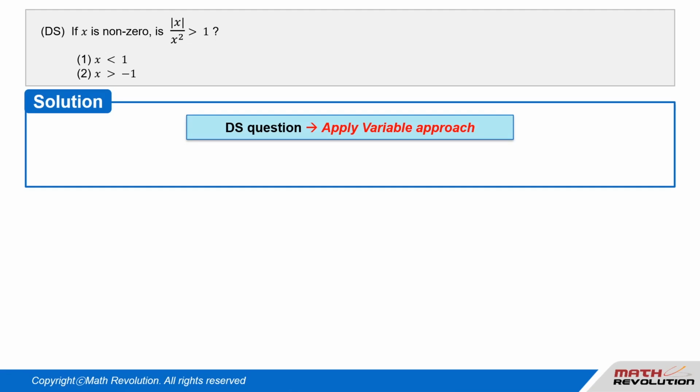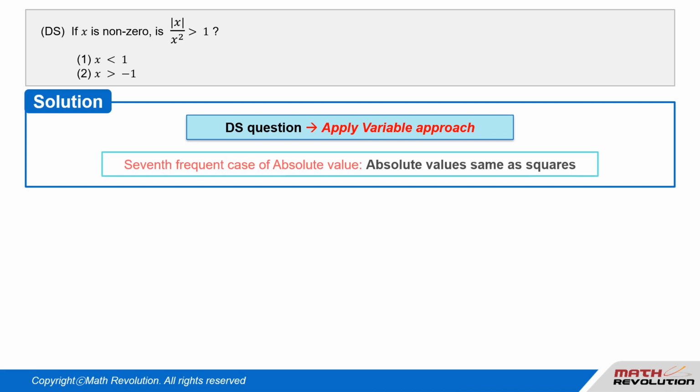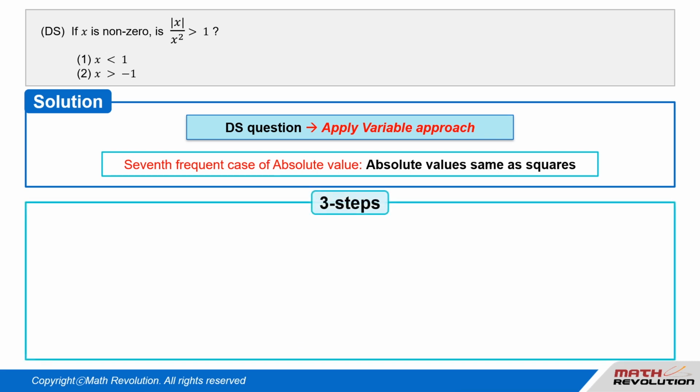Solution. Let's solve this DS question using the variable approach. This question deals with the 7th frequent case of absolute value. Case 7. Absolute values are the same as squares. Let's apply the 3 steps suggested previously.